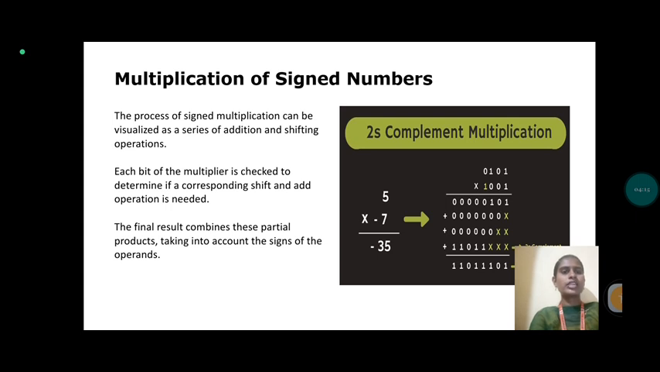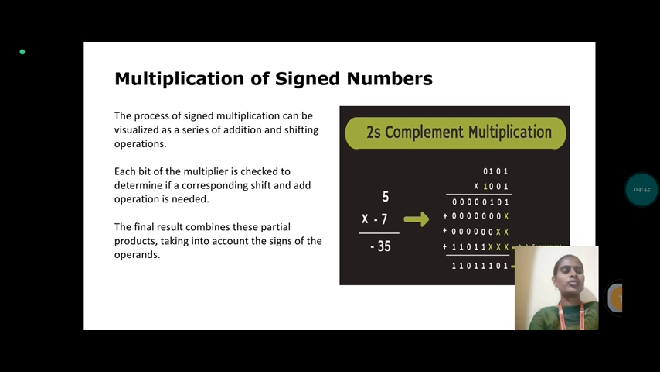Next, multiplication of signed numbers. The process of signed multiplication can be visualized as a series of addition and shifting operations. Each bit of the multiplier is checked to determine if a corresponding shift and operation is needed. The final result combines these partial products, taking into account the sign of the operands.